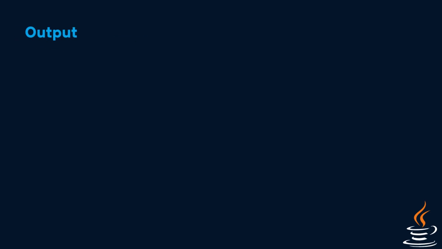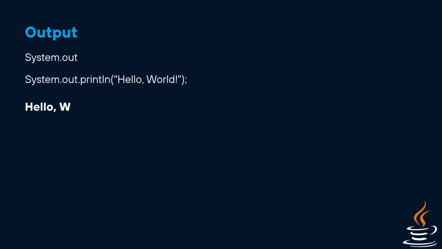Output in Java. In Java, we often use the System.out object for output. The most common method is System.out.println("Hello World"). This prints text to the screen and moves the cursor to the new line. So the output would look like: Hello World.